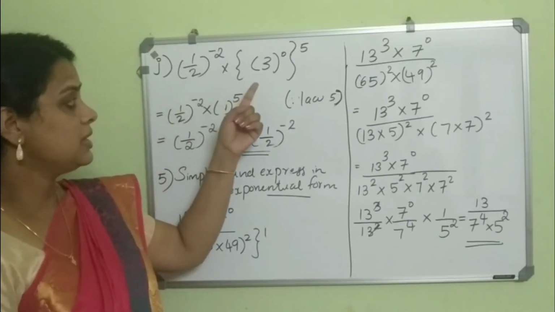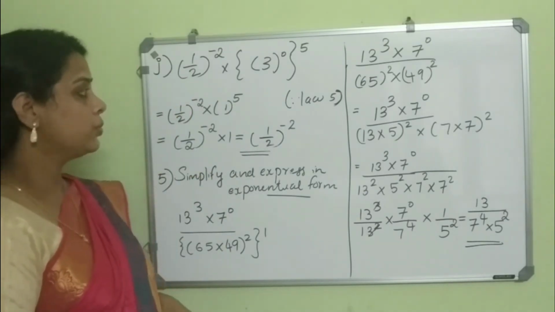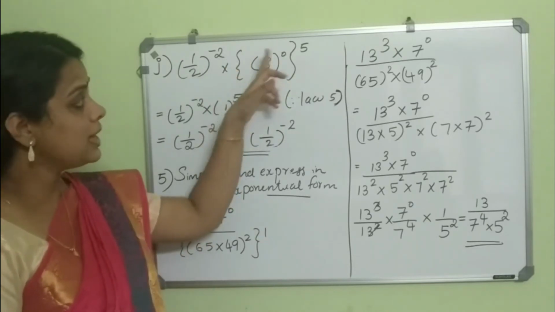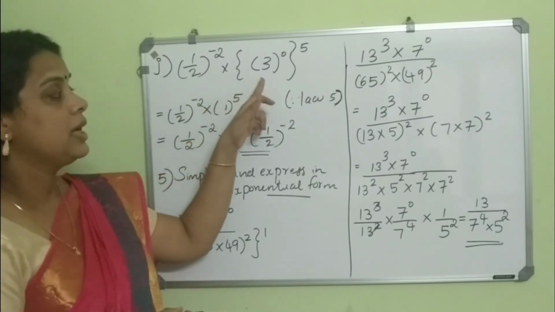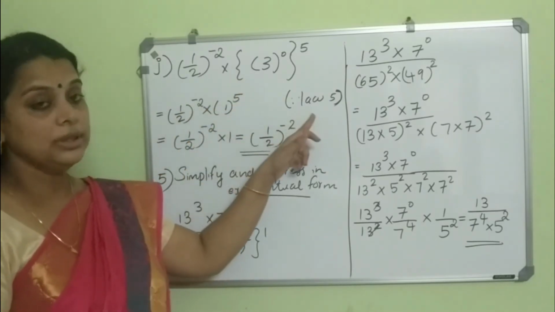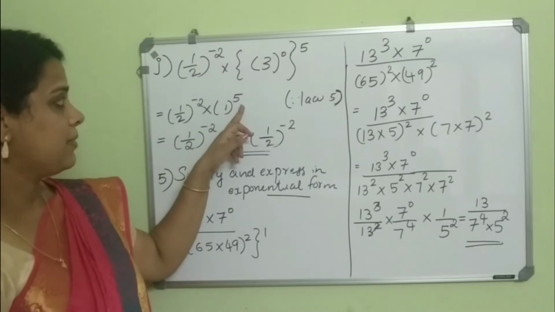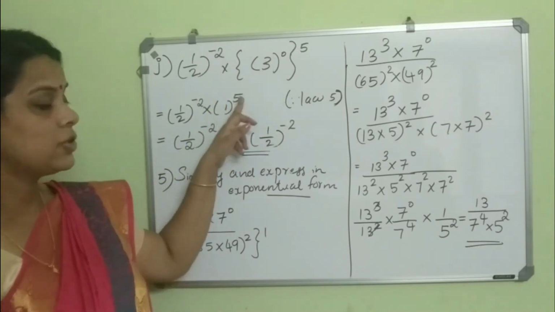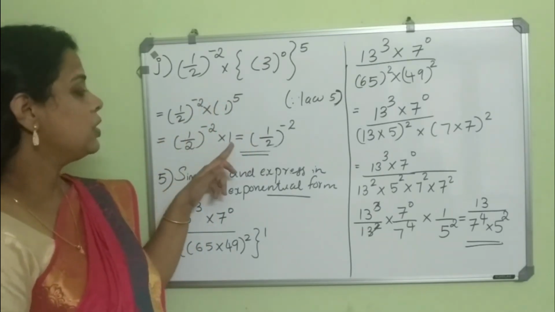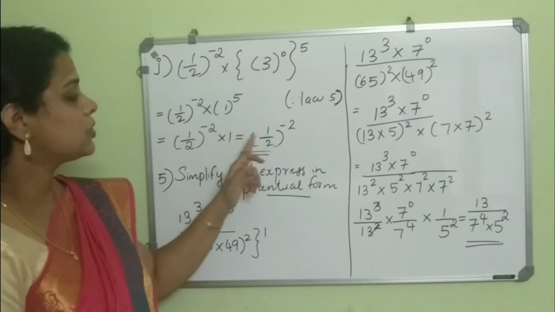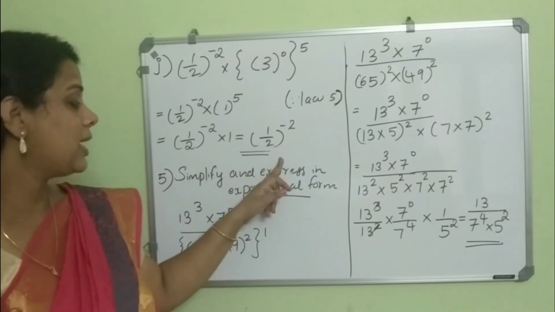We need to simplify this and express as a single power. That is 1 by 2 raised to minus 2 into 3 raised to 0, all raised to 5. Okay. So 3 raised to 0 is 1. We know the law 5 is x raised to 0 is equal to 1. So 1 raised to 5. 1 raised to 5 is what? 1 itself. So 1 by 2 raised to minus 2 into 1. So we can write 1 by 2 raised to minus 2. Now we got the number as single power. So that is the answer.